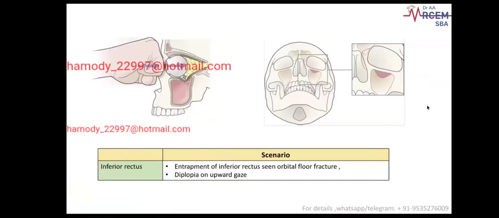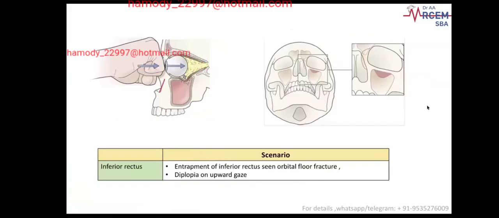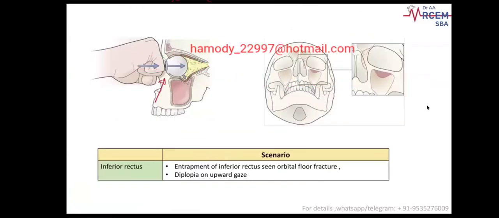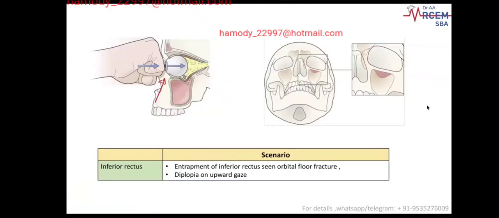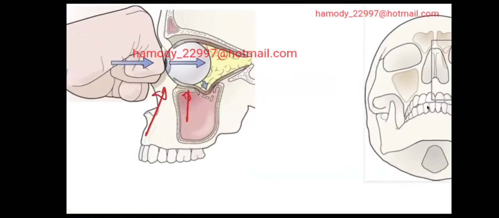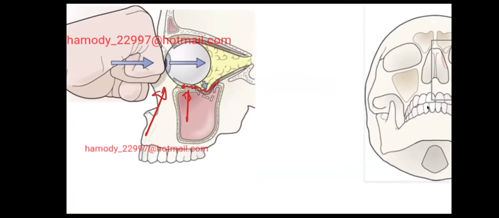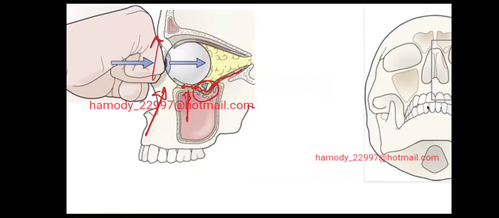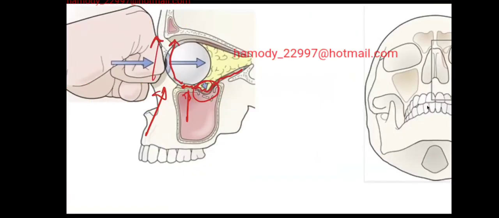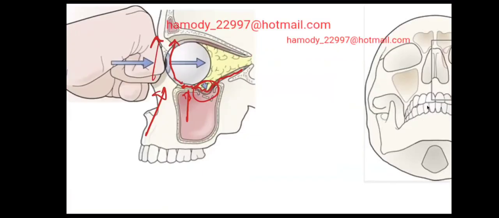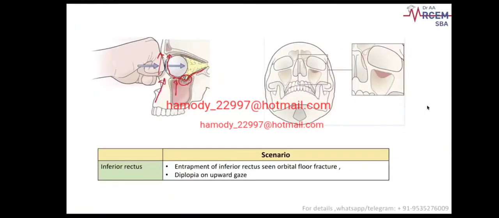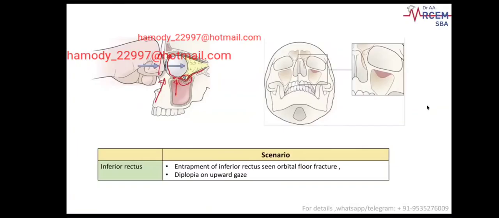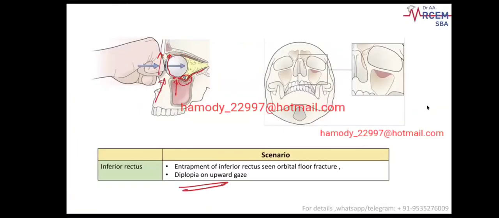This one we have already learned. Whenever there is a blow, a punch to your eye socket, it can result in an inferior orbital floor fracture as shown here, resulting in the inferior rectus muscle getting entrapped. If the inferior rectus muscle gets entrapped, whenever you ask them to look upwards, the eyeball is not able to move upwards. The normal side will move upwards, resulting in double vision, resulting in diplopia. So diplopia is seen whenever you ask them to look upwards.